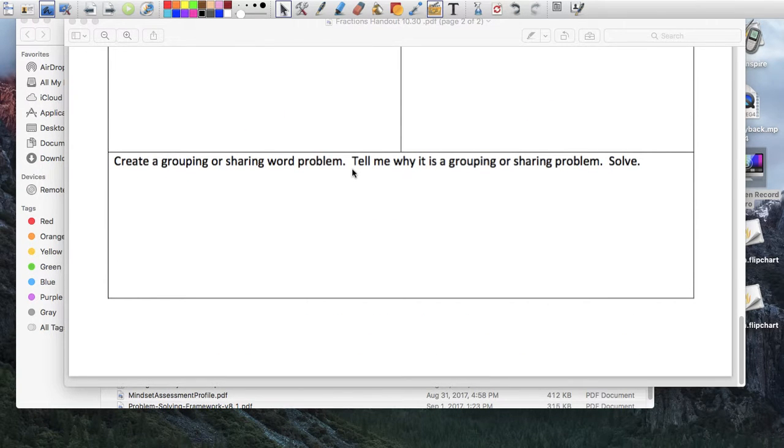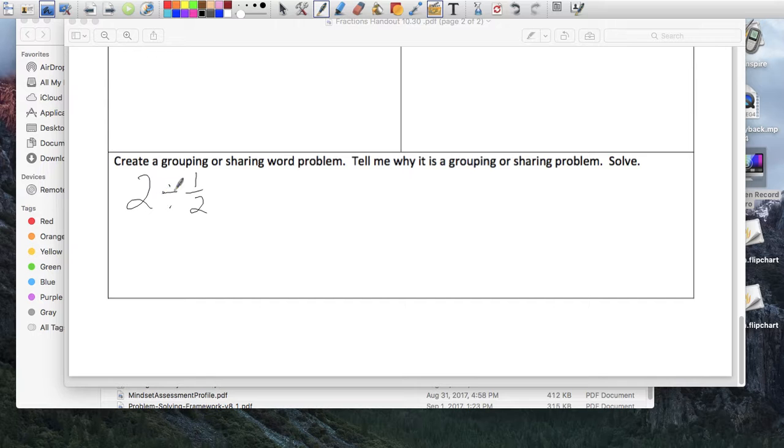Create a group in your sharing problem. Tell me why it's a group in your sharing problem. Well, so this one. Okay, so let's try something simple. 2 divided by a half. Keep it simple. This is a grouping problem because you can say 2.